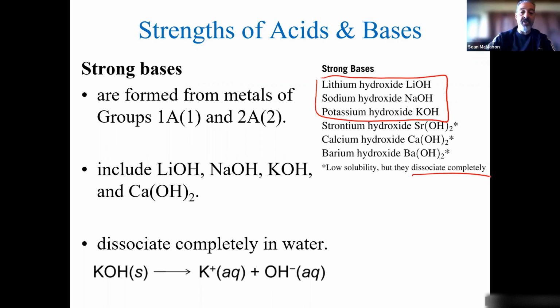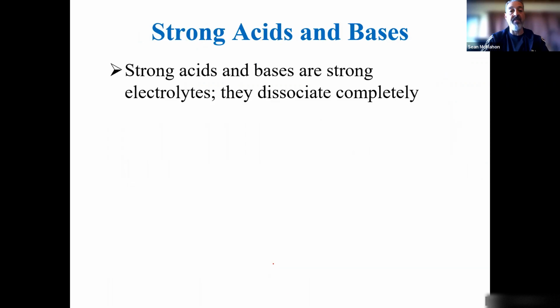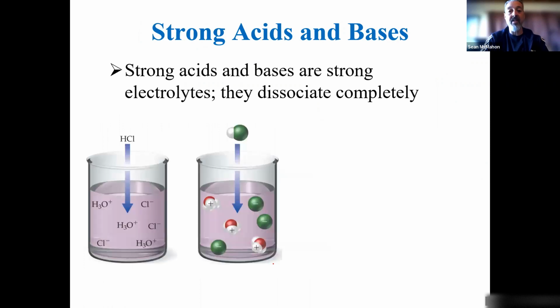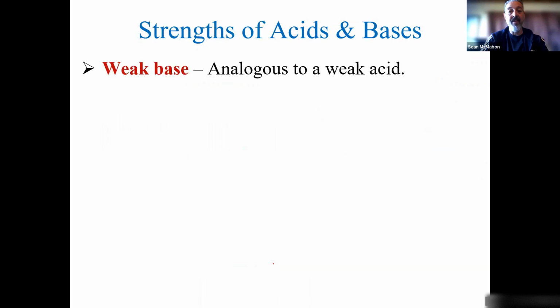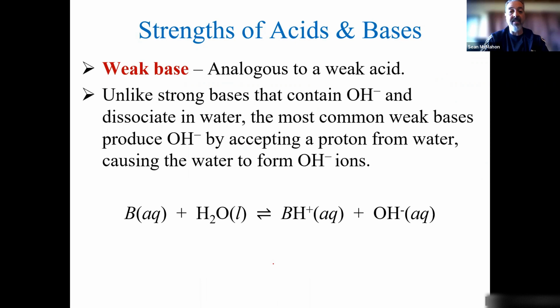So the arrow is just showing complete dissociation, giving me a large concentration of hydroxide ions, meaning a strong base and also a strong electrolyte. So strong acids and bases are essentially electrolytes, and they dissociate completely, giving me a strong electrolyte. Weak bases are like weak acids. They only partially ionize. That's why we see a double arrow.